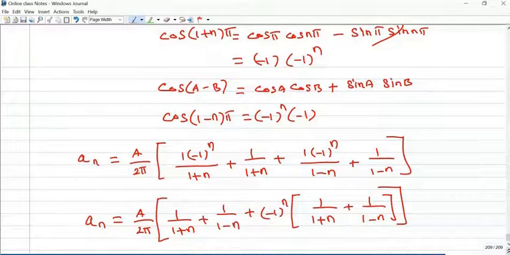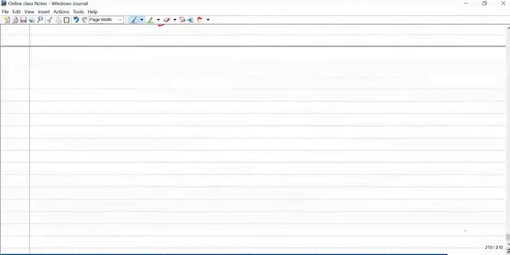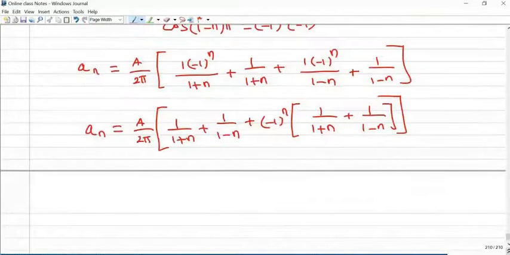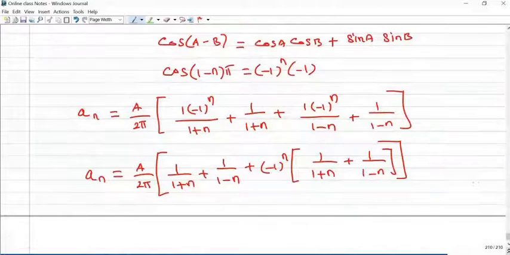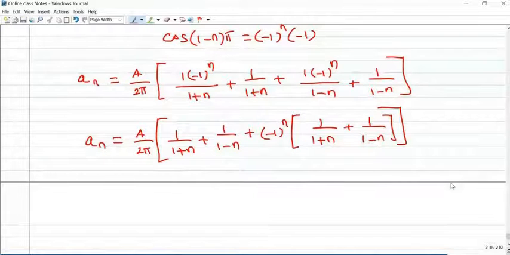Similarly, calculate the Bn value. So the A naught and An values are done. With the same procedure you can calculate your Bn value. And check whether we are getting the same expression for An for even and odd n.